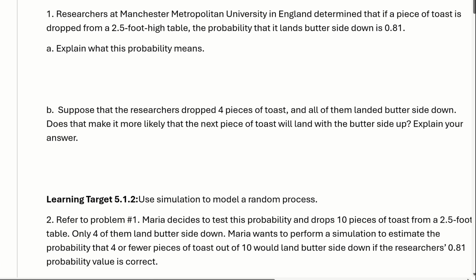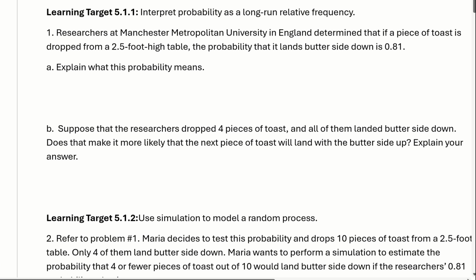So again, interpreting probability means interpreting it as a long run. That means the law of large numbers. So if you take a very large random sample of pieces of buttered toast and then you drop them, then the proportion of those that land butter side down will approach 81%.